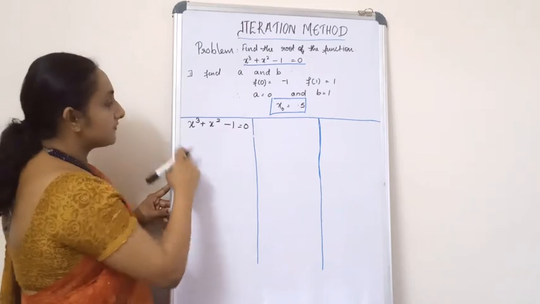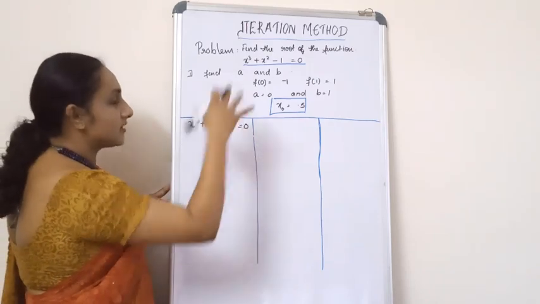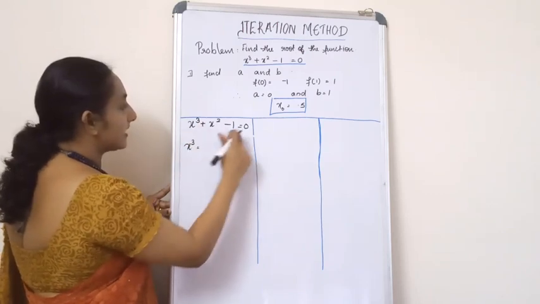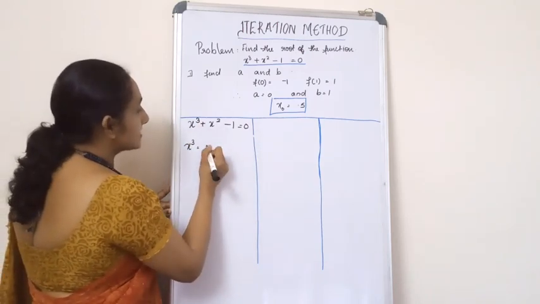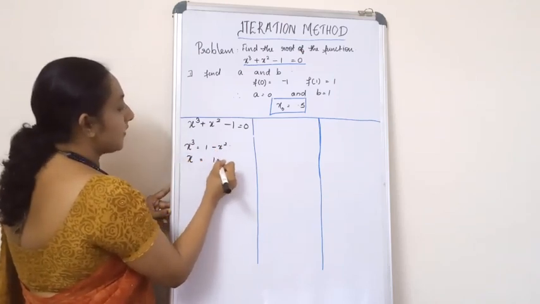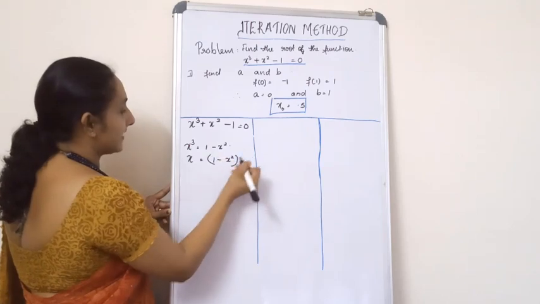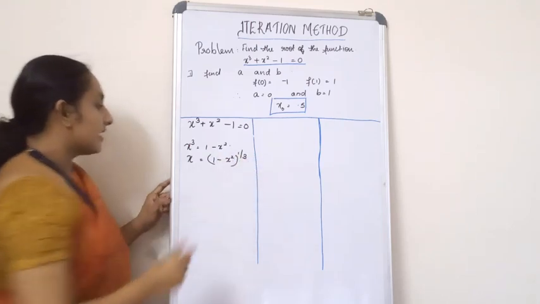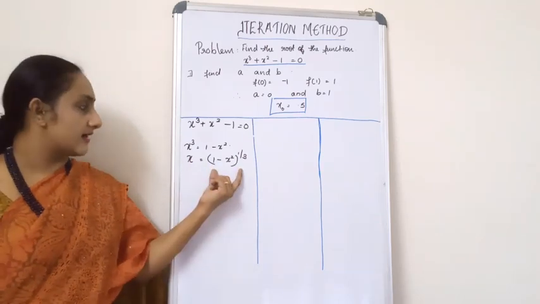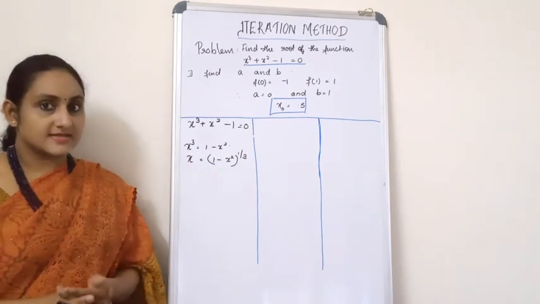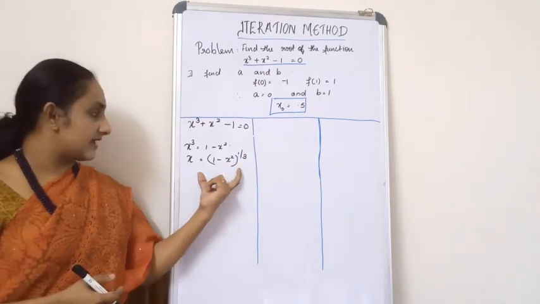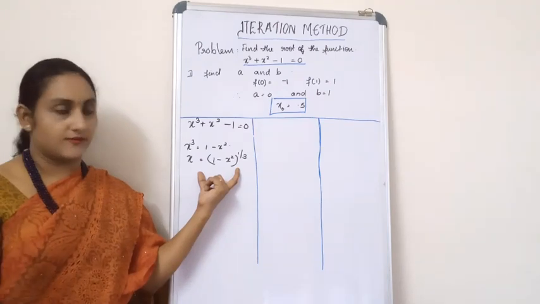Now from this I have to express x as some other function. If I take x cube alone and take the other terms to the other side, I will get x cube equals 1 minus x square. So x is equal to 1 minus x square the whole raised to 1 by 3. So here x is expressed as another function. What was the next step? So x is equal to phi of x. This is clearly in the form x is equal to phi of x, right?